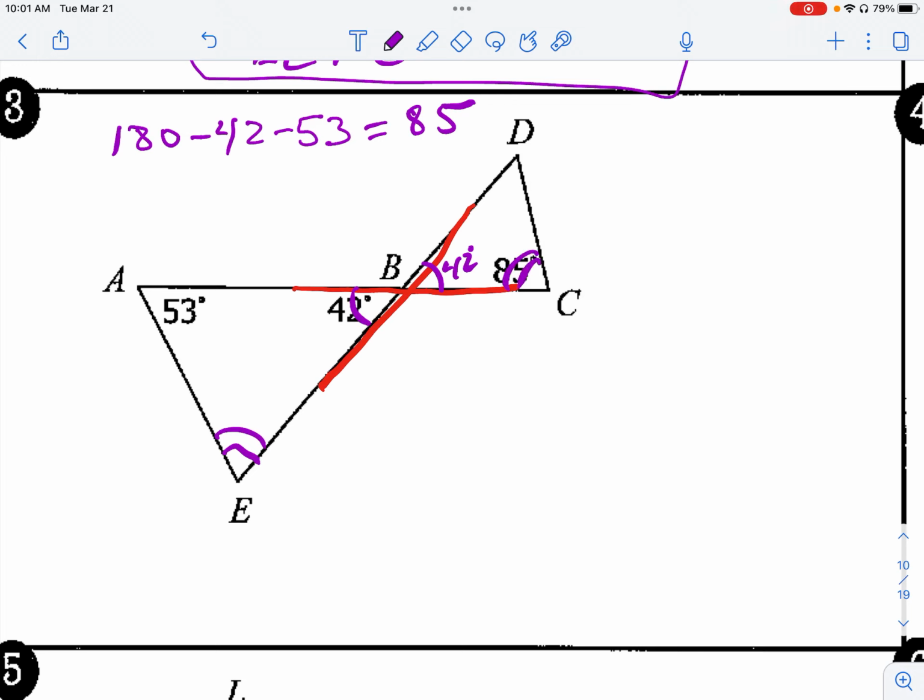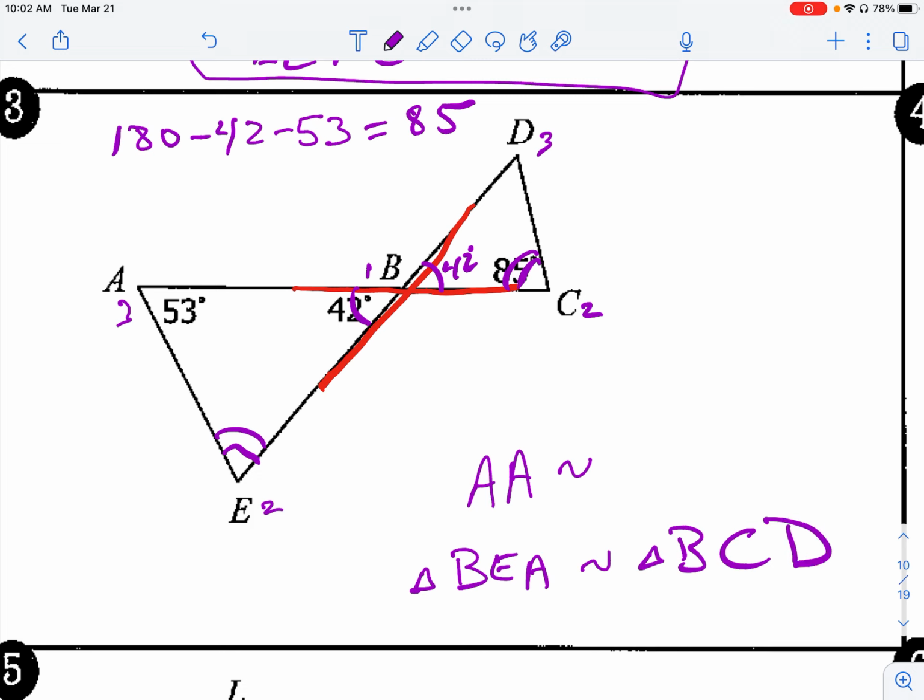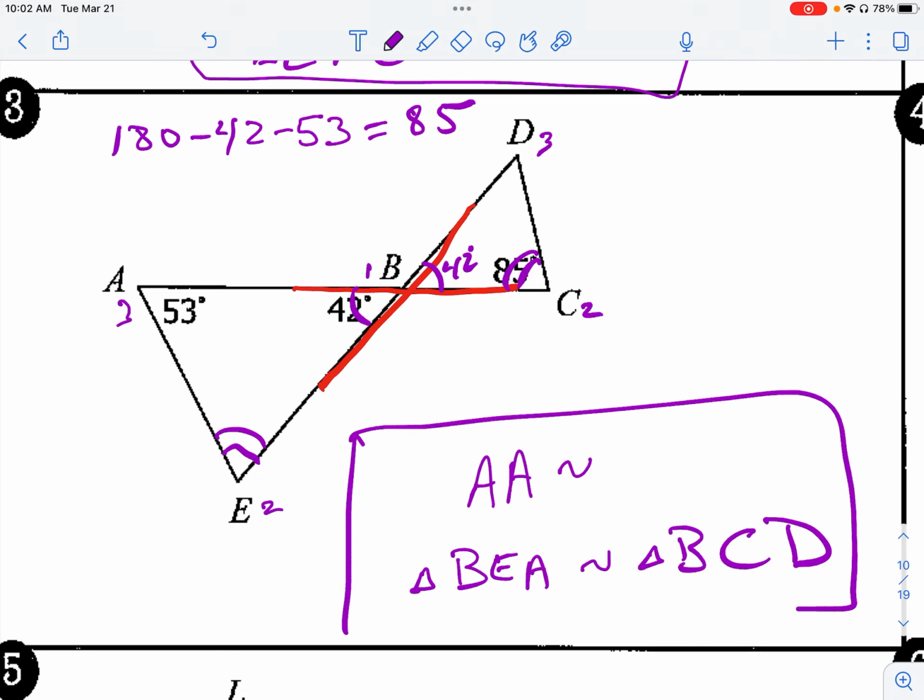We have two angles. So we got angle, angle, similarity. Now let's go ahead and name them, and let's just start it. Angle 1, angle 2, the unmarked angle, angle 1, angle 2, and the unmarked angle. So we got triangle BEA is similar to triangle BCD, and we are done.